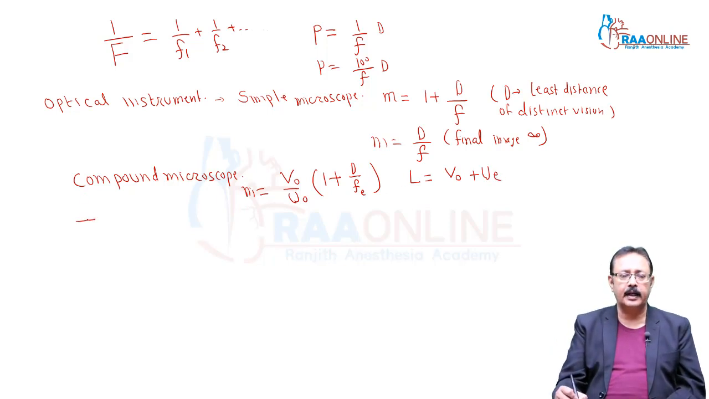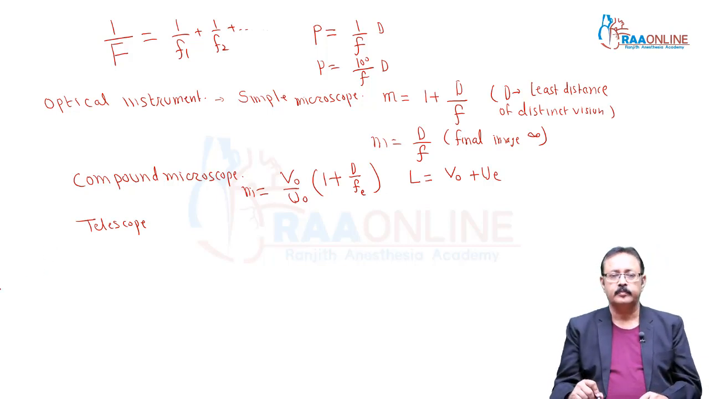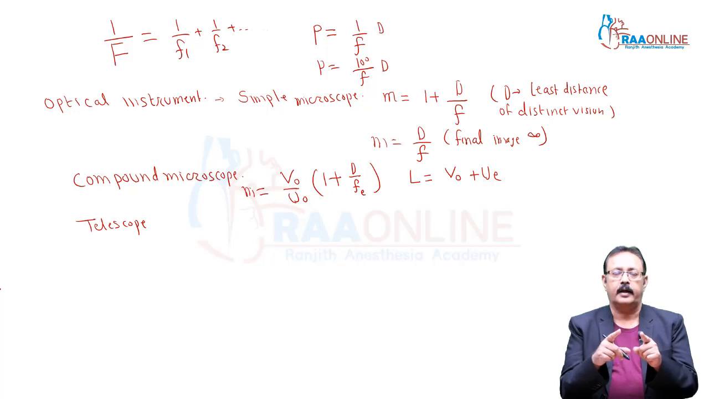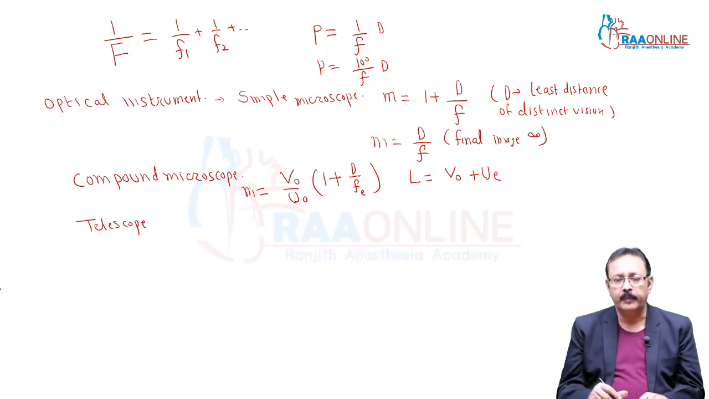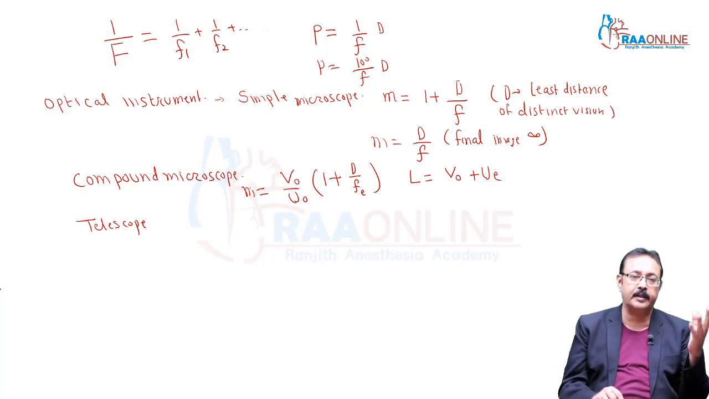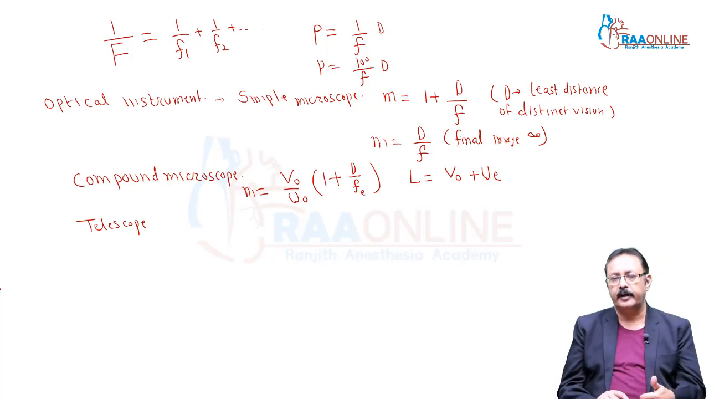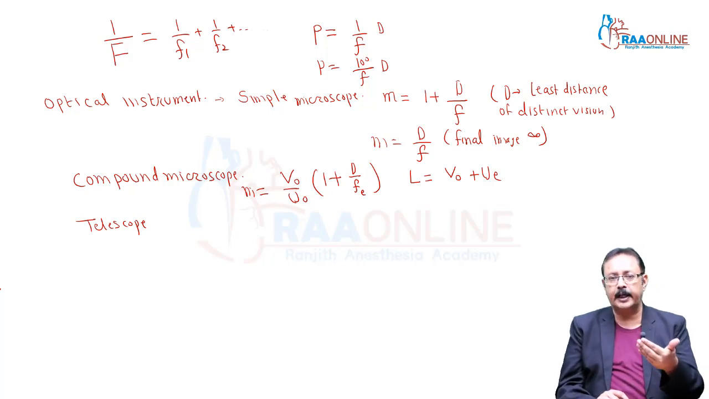Second instrument is the telescope. What is the difference between compound microscope and telescope? Microscope is increasing the size of the image, and telescope is taking the object nearer to your eyes so that it can make a big angle at your eye and you can see clearly. Means if I am saying the magnifying power of a microscope is 15, it means it is increasing the size of the object 15 times. But if I am saying the magnifying power of a telescope is 15, it means it is taking the object 15 times nearer to you.